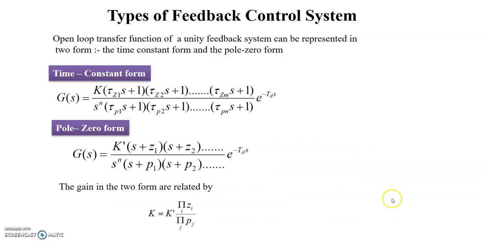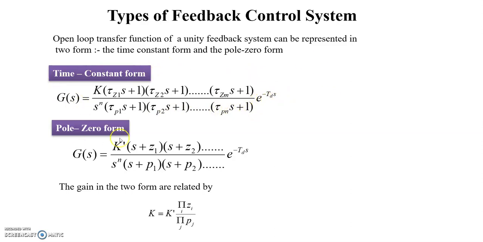Next, types of feedback control systems. The open loop transfer function of a unity feedback system can be represented in two forms: one is the time constant form and the other is the pole zero form. The time constant form is this one. G of s is equal to k into (tau z1 s plus 1) (tau z2 s plus 1) etc. (tau zm s plus 1) divided by s power n into (tau p1 s plus 1) (tau p2 s plus 1) etc. (tau pm s plus 1) into e power minus td s.